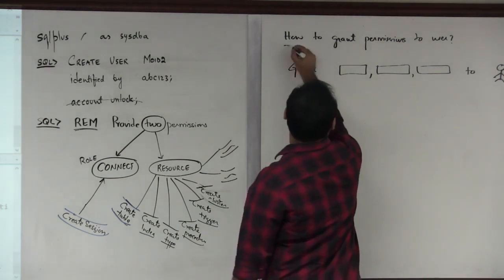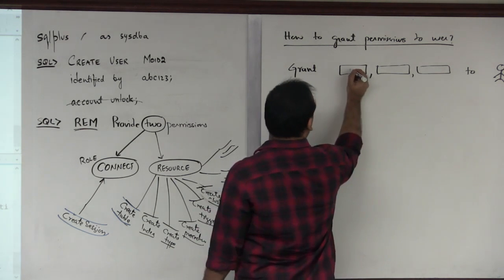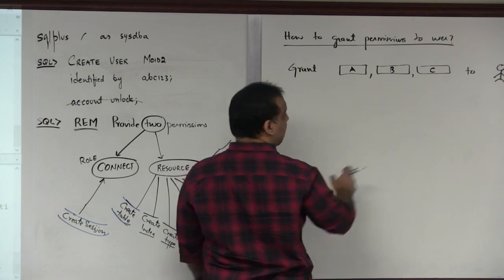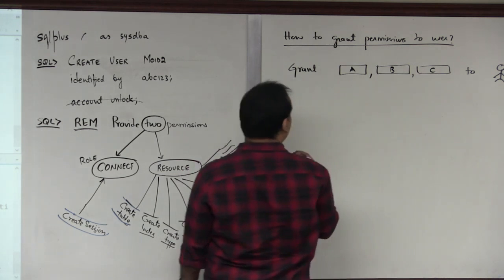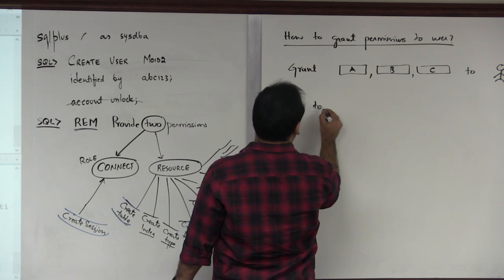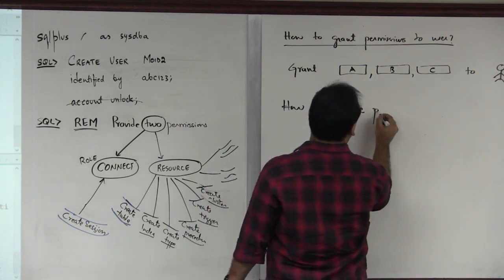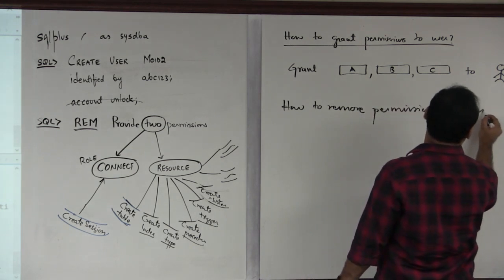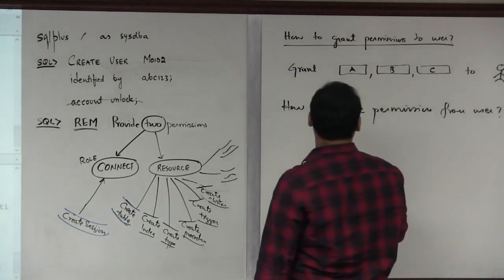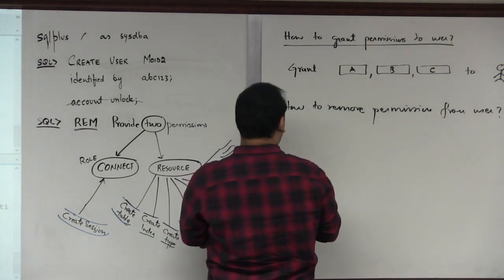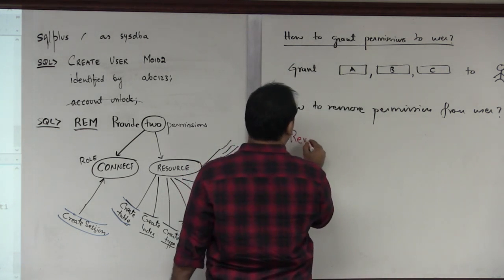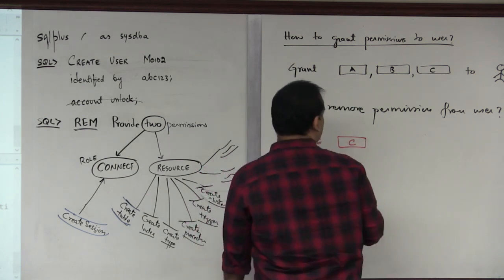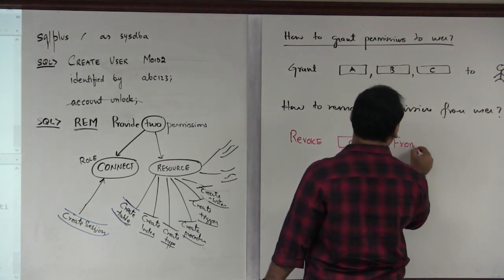Now if I want to revoke a permission, let's say I have a permission grant A, grant B, grant C. Now I want to take away permission C from a user. So how to remove permission from user? In that case I will say revoke, in our case C, from user.